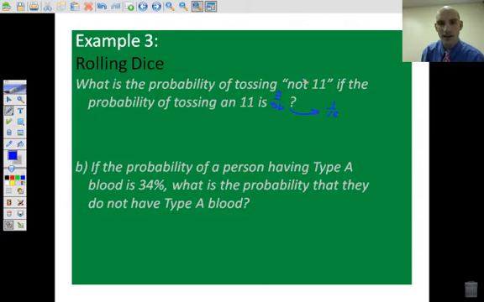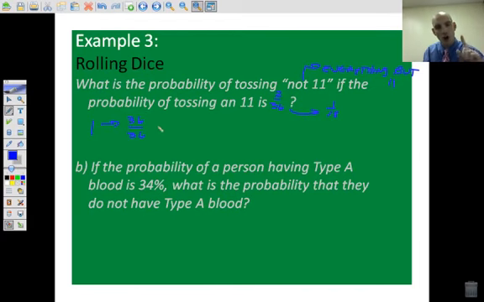So rolling not 11 is everything but 11. In this case, it's much easier to say we have 36 out of 36 ways to roll these dice. There's 6 times 6, which is 36 different outcomes for these dice, right? But instead of asking how many ways there are to roll a 2, how many ways to roll a 3, a 4, a 5, a 6, a 7, an 8, a 9, a 10, an 11, and a 12? That's all the ways there are to roll these dice.